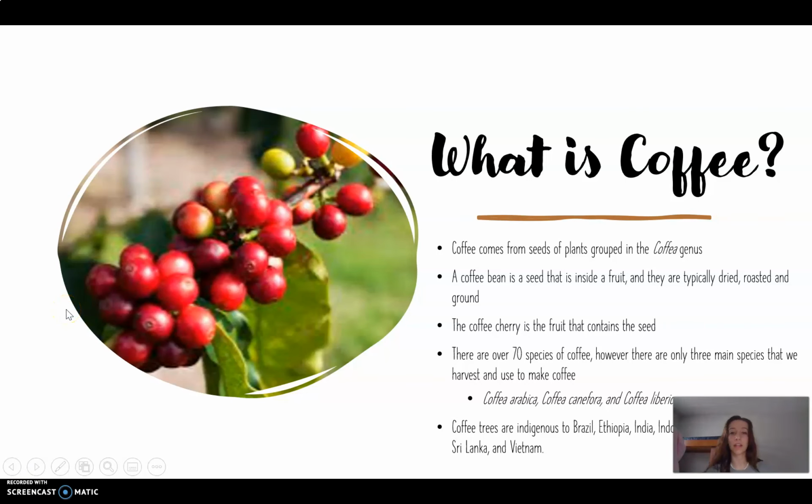So, what is coffee? Coffee comes from the seeds of plants grouped in the Coffea genus. These include Coffea arabica and Coffea robusta. The word coffee is derived from the Arabic word kala, which means wine or other beverages.